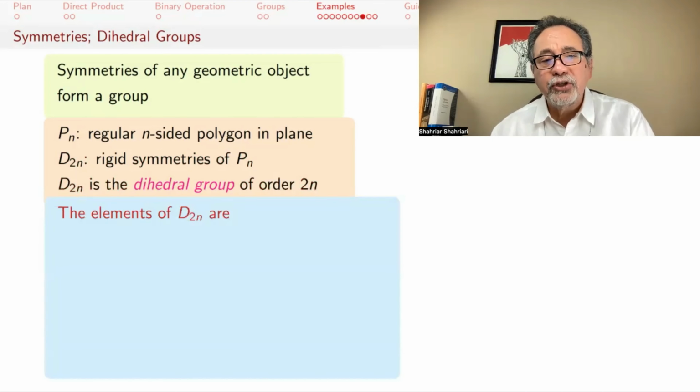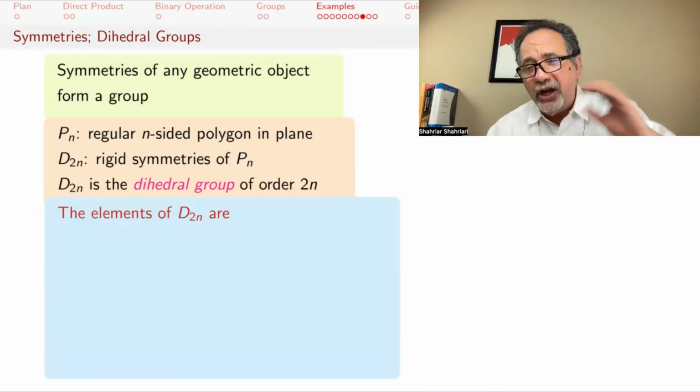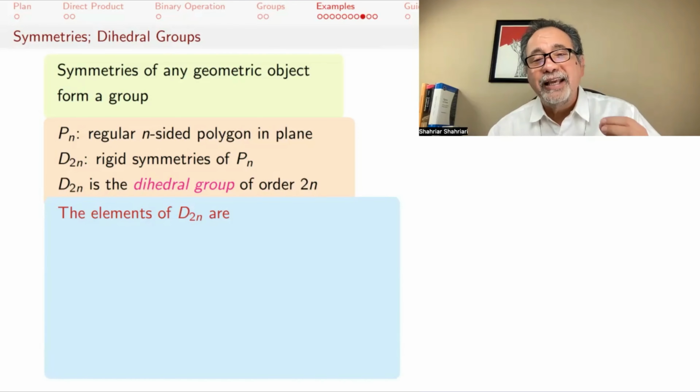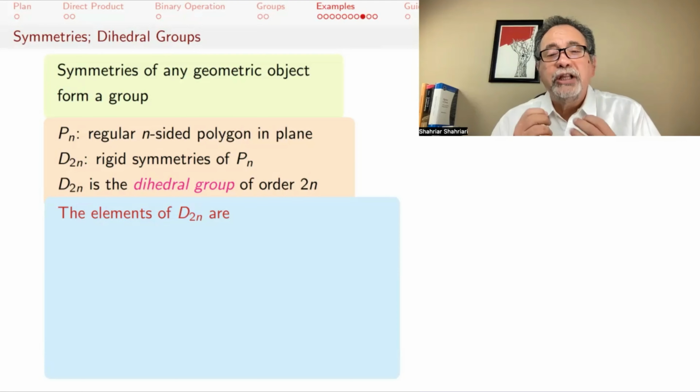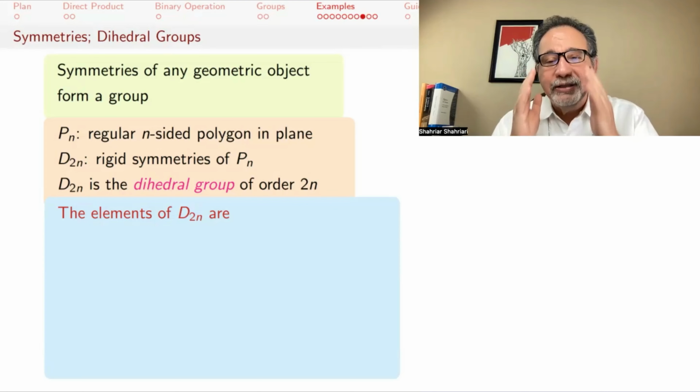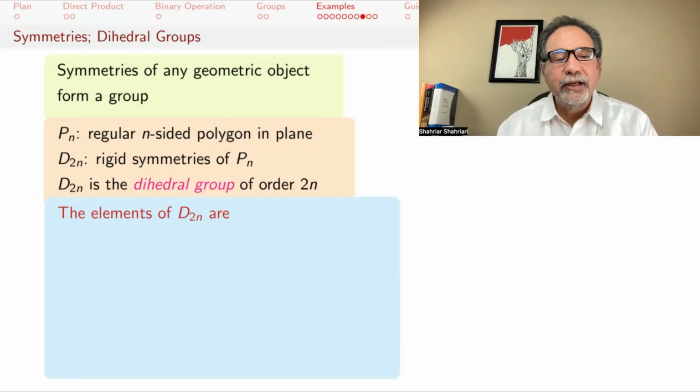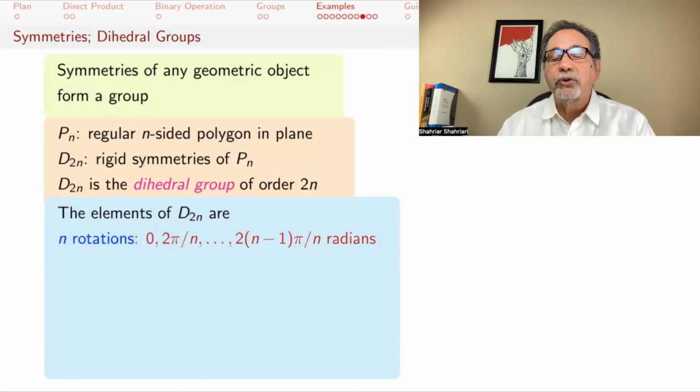So, what are the elements of this group? We have gone through this in a lot of detail in the case when n is 4 and the group D_8. That group D_8 is something that you really want to know very well, because whenever we want to talk about anything in group theory, the first thing you should think about is, what does it say about D_8? What are the symmetries of a regular n-sided polygon? Well, there are rotations.